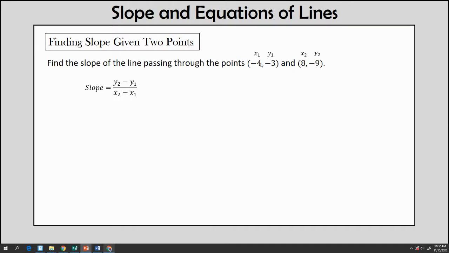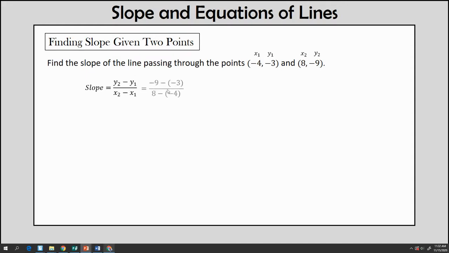Well, if I call this one the first ordered pair, then this would be x sub 1, and this would be y sub 1. So this is the x from the first ordered pair, the y from the first ordered pair. This would then be the other ordered pair, number 2, right? So this would be the x from the second ordered pair, the y from the second ordered pair. And all that does is assign our numbers specifics as to where they go.